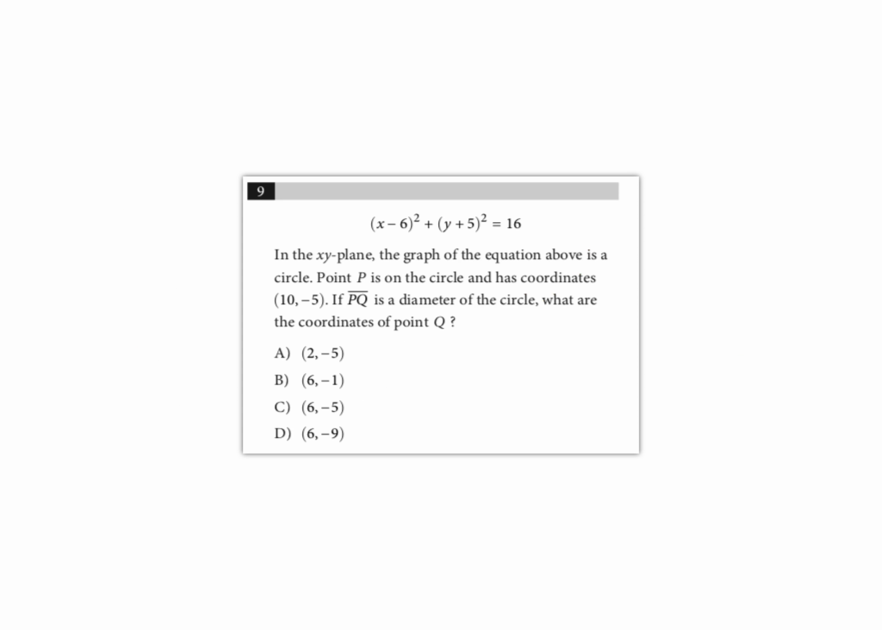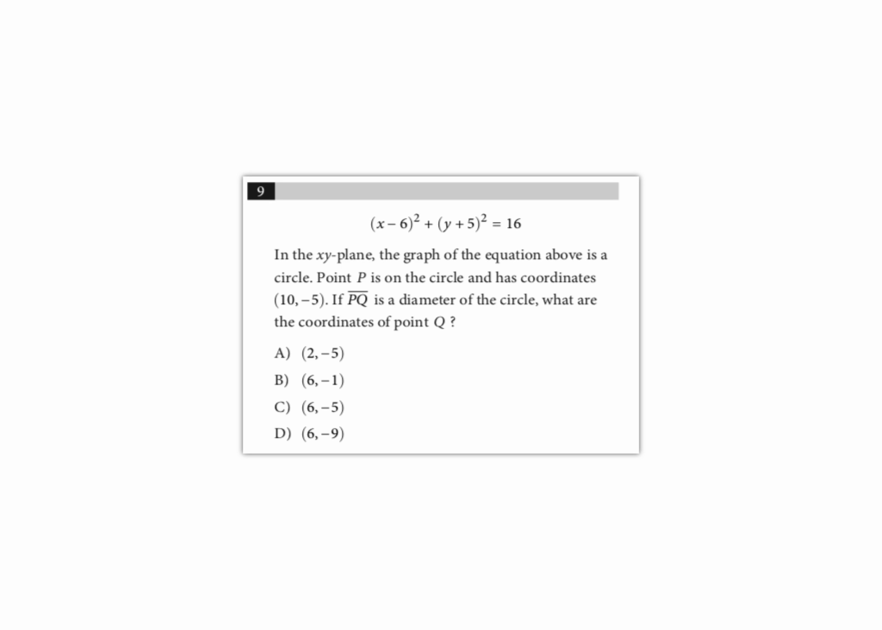Number 9, last question for this video. x minus 6 squared plus y plus 5 squared equals 16. In the xy plane, the graph of the equation above is a circle. Point P is on the circle and has coordinates 10, -5. If PQ is the diameter of the circle, what are the coordinates of point Q?